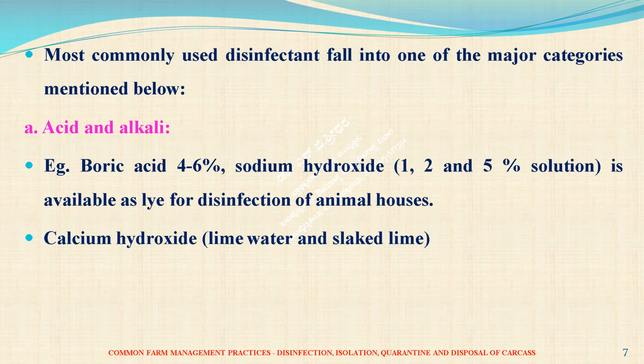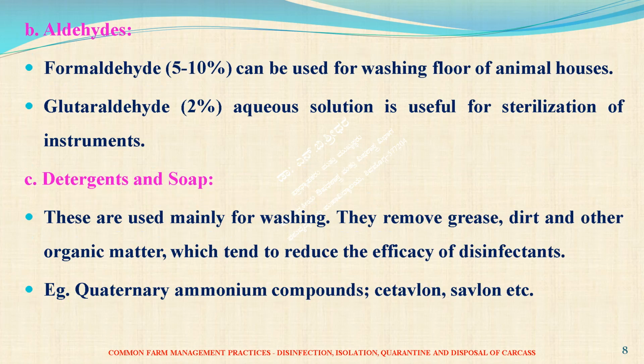Then the most commonly used disinfectants fall into one of the major categories like acids or alkalis. So usually boric acid at the rate of 4 to 6%, or another solution, sodium hydroxide 1, 2 or 5% solution, is available as lye for disinfection of animal houses. So these names need to be remembered. And calcium hydroxide, lime water or slaked lime is also another source.